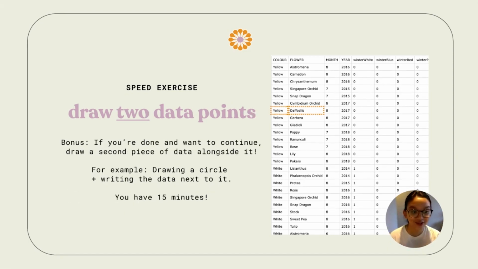As a bonus, if you have done that and want to continue, you can also draw a second piece of data alongside it. So what is the data next to the data that you've chosen, that you've extracted, and draw them side by side. Whether it's a shape and a text, or two shapes or two pieces of text, whatever that is, give that a try. This is just to practice getting you used to extracting data and then funneling it straight into a drawing on p5. So you have 15 minutes for this exercise.